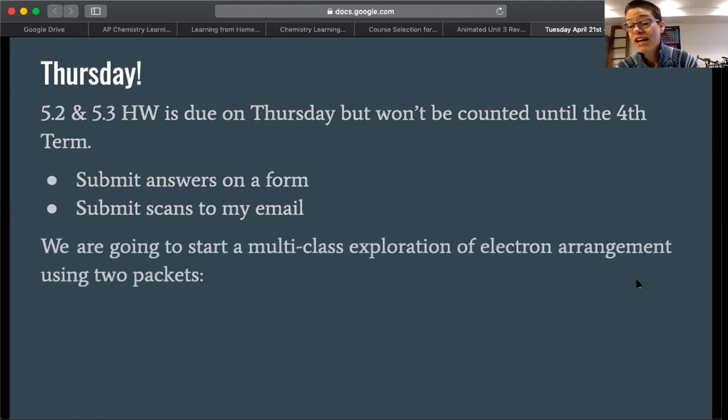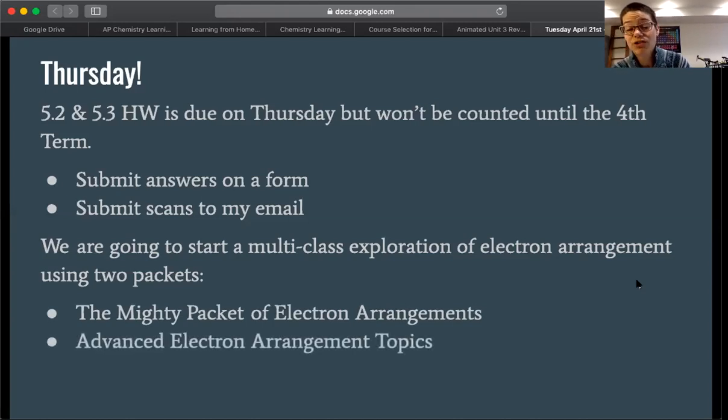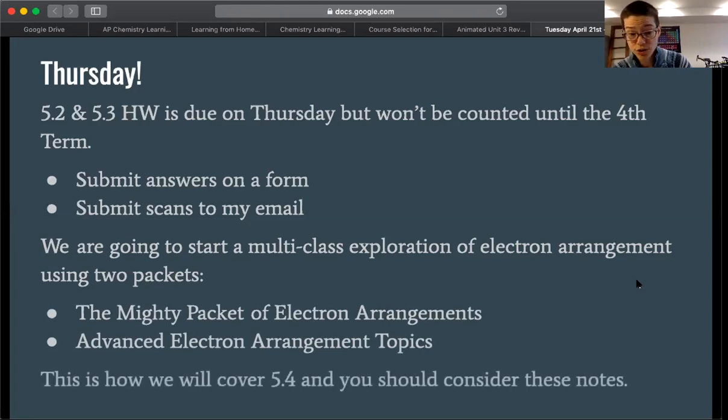So for Thursday and next week, as we're dealing with this electron arrangement, you should have 2 packets behind section 5.4 that we're going to work from, and we're going to consider these notes. One is titled The Mighty Packet of Electron Arrangement, and it's a couple pages stapled together. That's what we're going to start with on Thursday. And then there's another one called Advanced Electron Arrangement Topics. These are the two things that we are going to use as notes to figure out what electrons are doing. That's how I'm going to break down section 5.4. So look and find these things.